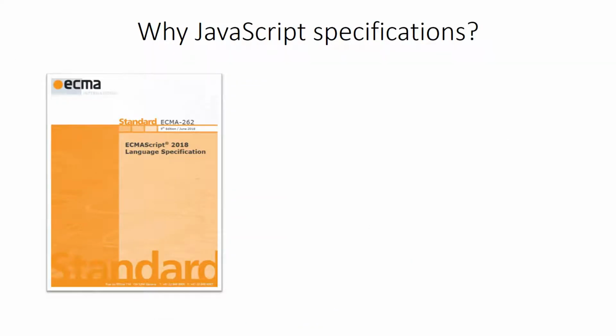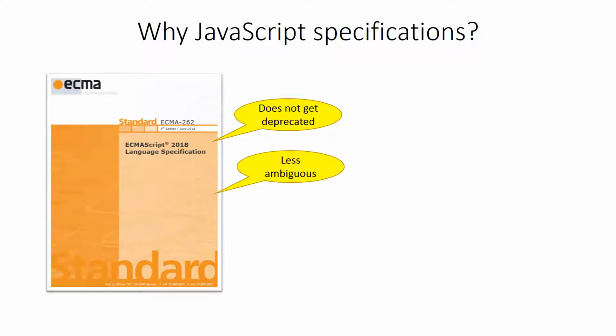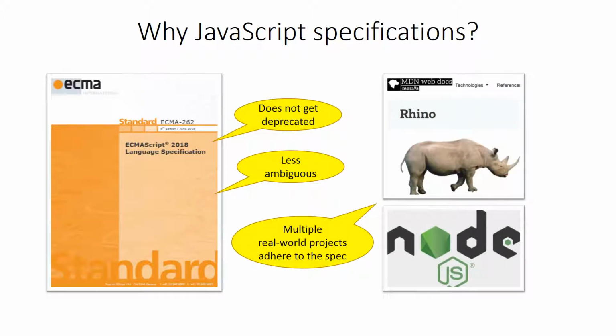We evaluated Swami using official JavaScript specifications because they do not get deprecated as they are maintained by a standard body called ECMA. They are less ambiguous because they are well written and well formatted, unlike developer written code comments or unstructured bug reports. And last but not the least, there are multiple real world projects that adhere to these specifications, for example, Mozilla Rhino and Node.js. This gives us a very good data set to evaluate Swami's approach on.